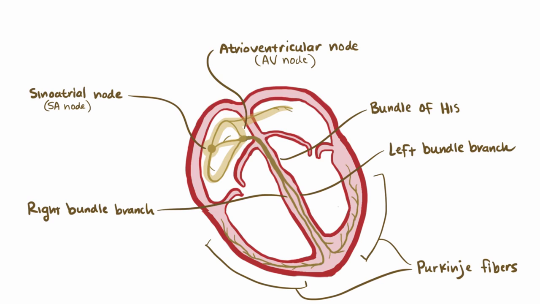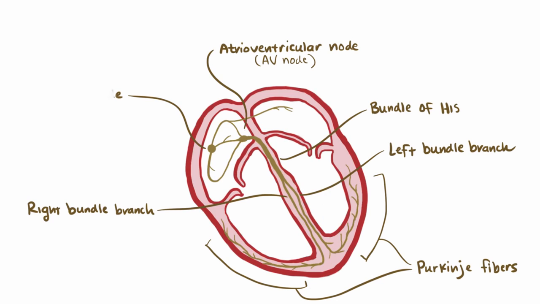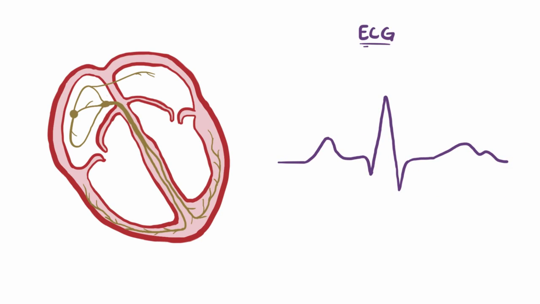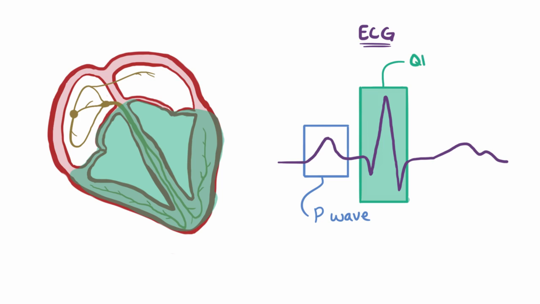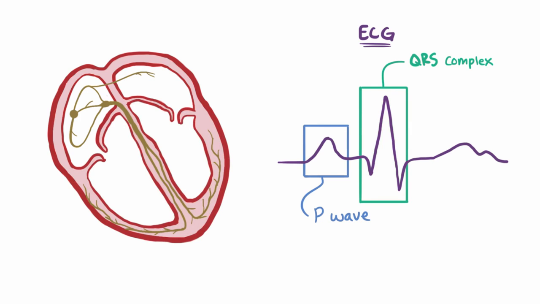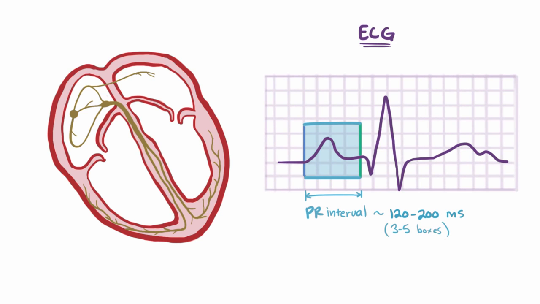So, in a healthy heart, the upper chambers contract first, then shortly after the lower chambers contract. On an ECG, the atrial contraction is seen as a P wave, and the ventricular contraction is seen as a QRS complex. The interval from the start of the P wave to the start of the QRS complex is called the PR interval, and is normally between 120 and 200 milliseconds, or 3 to 5 tiny boxes on the graph paper that it's usually printed out on, since each box is 40 milliseconds or 0.04 seconds.